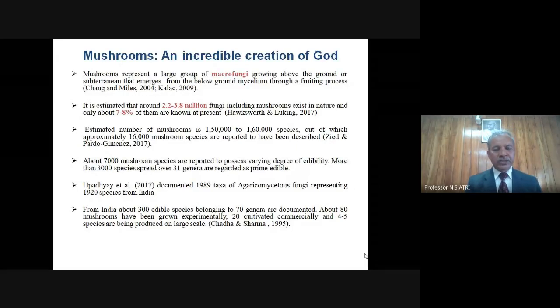More than 3,000 species spread over 31 genera are regarded as prime edible, and these include both wild as well as those which have been domesticated. And from India, approximately 300 edible species belonging to 70 genera are documented. And the place where I am sitting today is the nerve center as far as mushroom investigation is concerned, the Directorate of Mushroom Research, ICAR, Solan. There are a number of mushrooms which are domesticated here, and technology is available. About 4 to 5 species are being produced on a large scale.